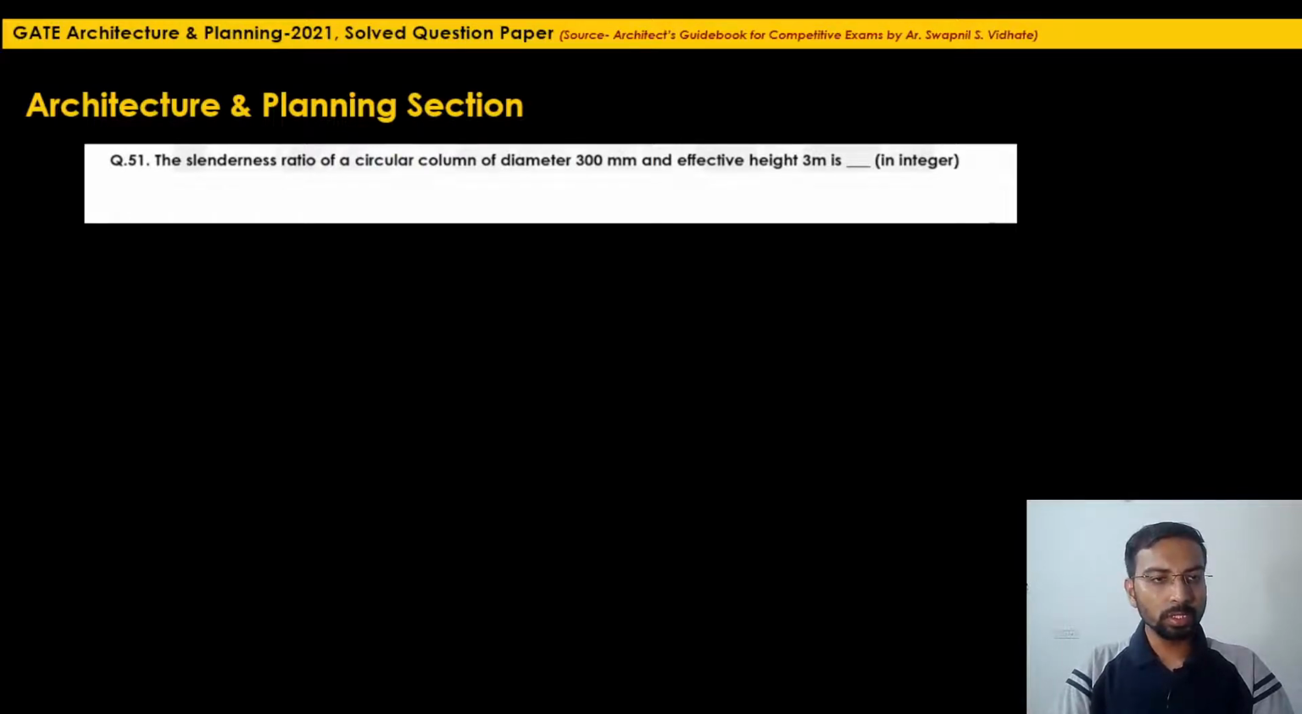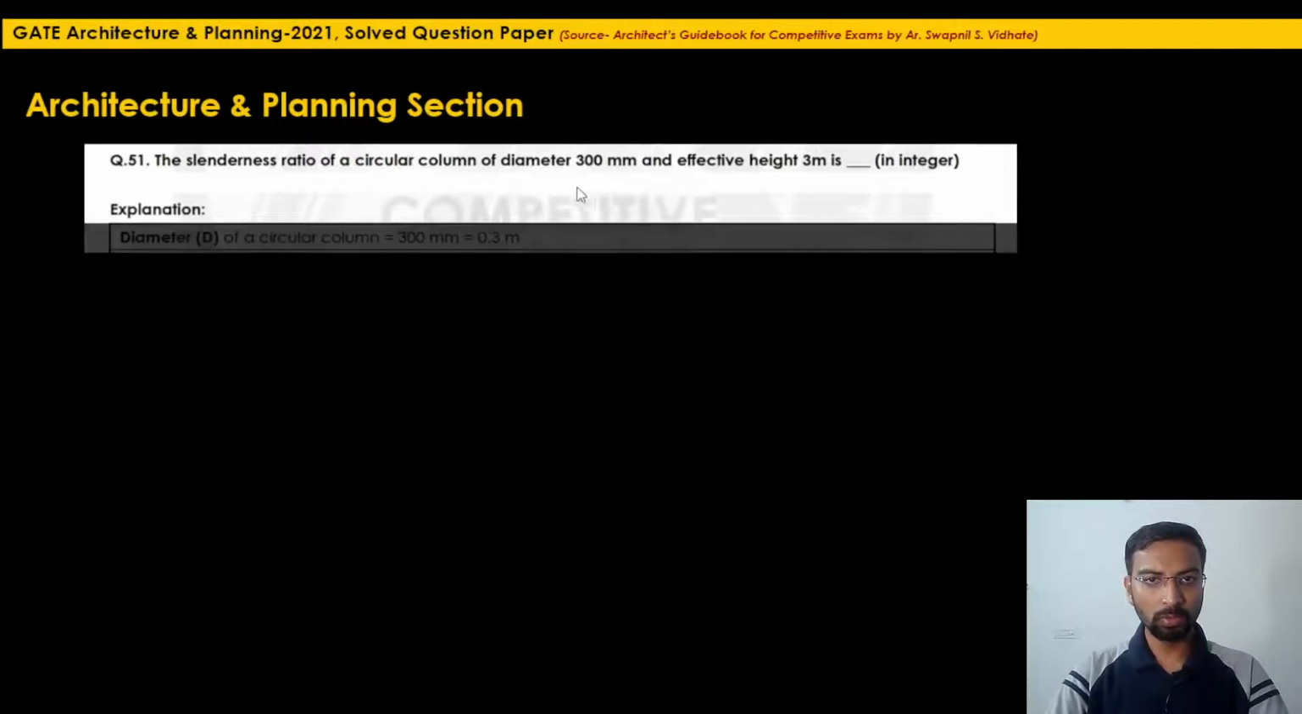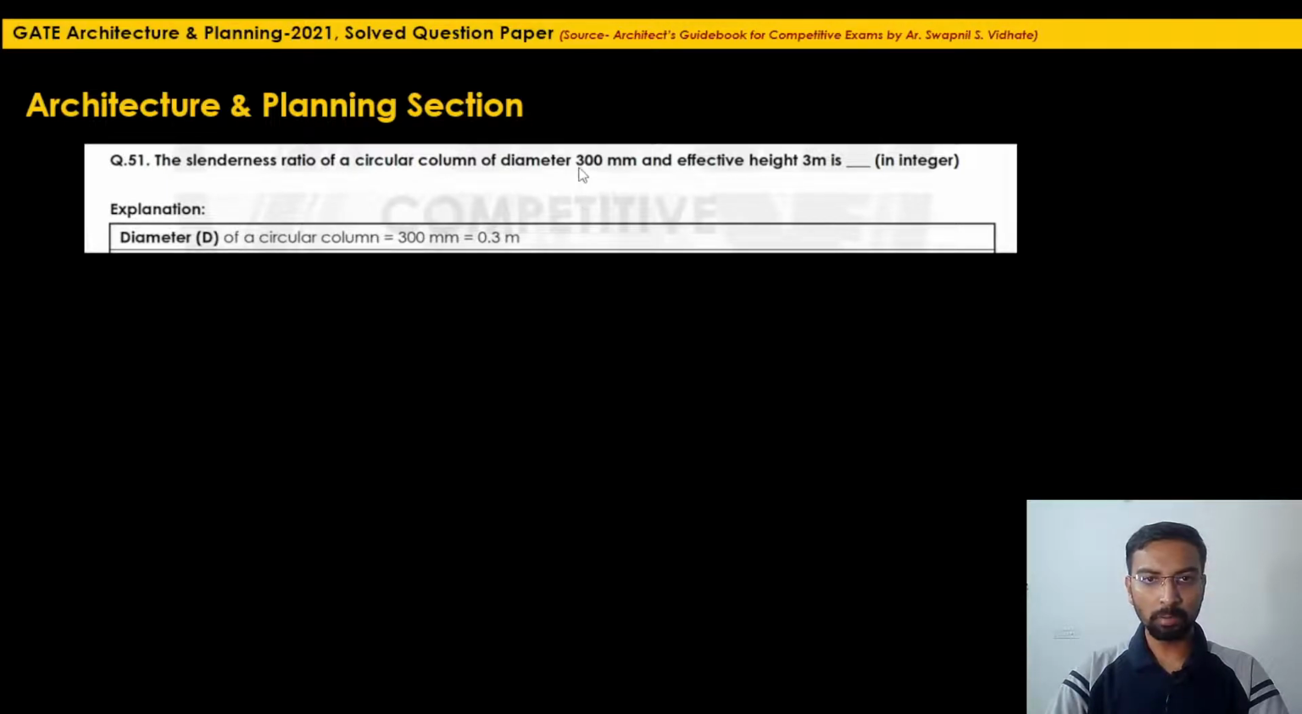Okay, next question is question 51. The slenderness ratio of a circular column of diameter 300 mm and effective height 3 meter is. We have to find out the slenderness ratio of that particular column. So let's solve this question step by step. First we will write down the values as it is. The diameter they have mentioned is 300 mm.